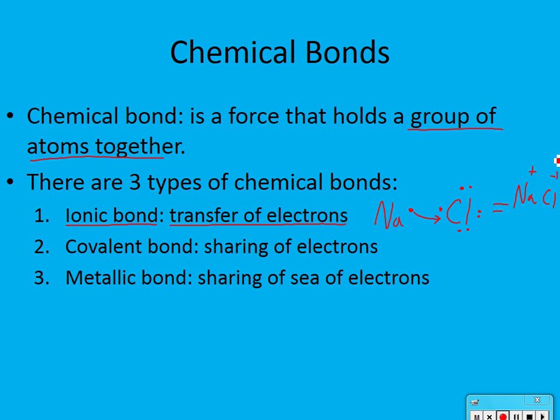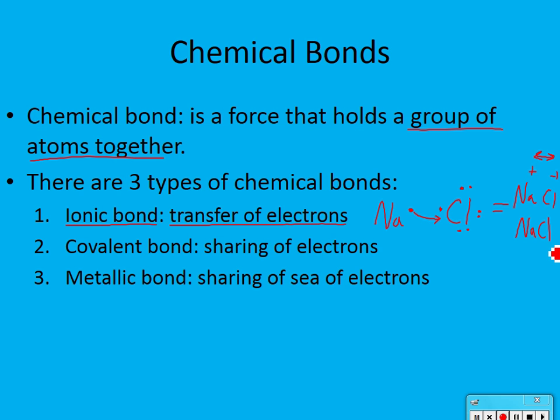And opposite charges will attract each other. So there's the bond between this positive sodium and the negative chlorine. They now will stick to each other, and that's what an ionic bond really does. Why is it called ionic, guys?